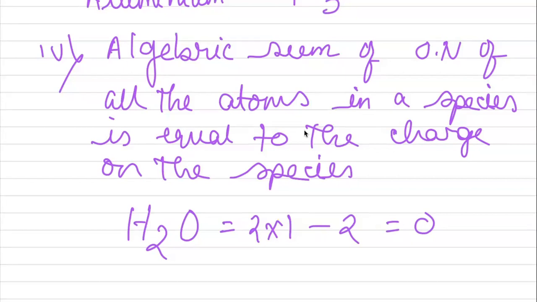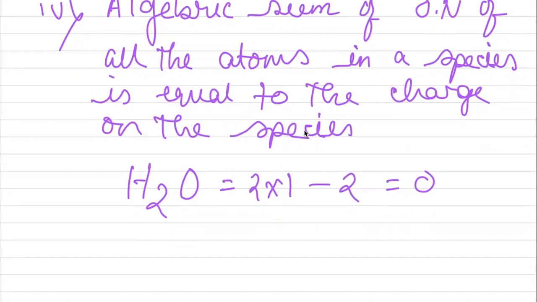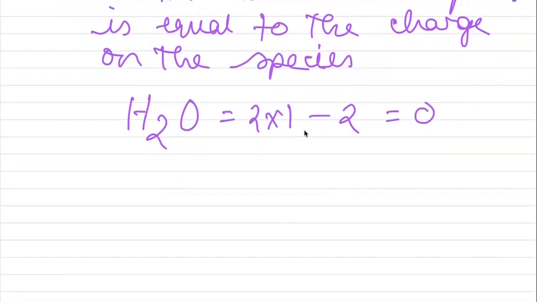Yes, miss. So that means the algebraic sum of the oxidation numbers is equal to the charge on the species. If it is minus, it will come in minus. If it is plus, it will come in plus. And in the case of a neutral molecule, if we do the algebraic sum, the oxidation number will come 0.